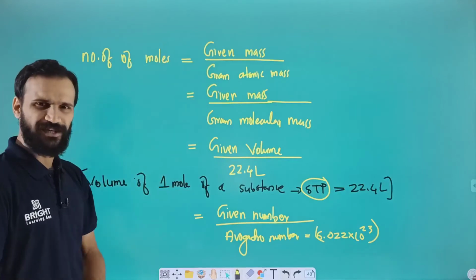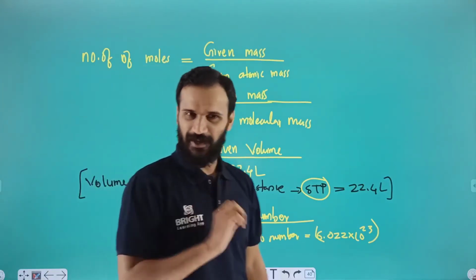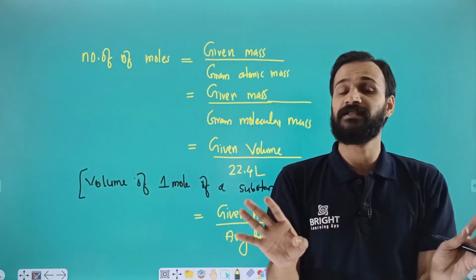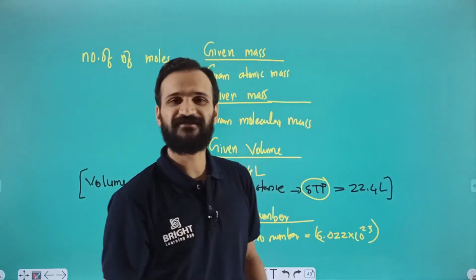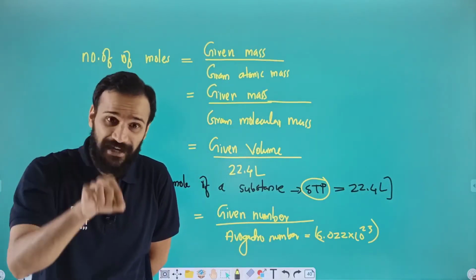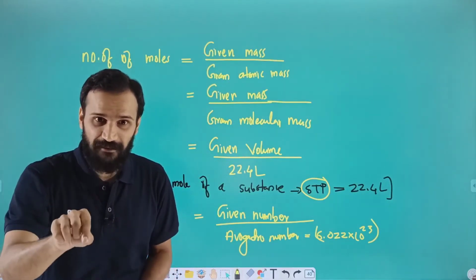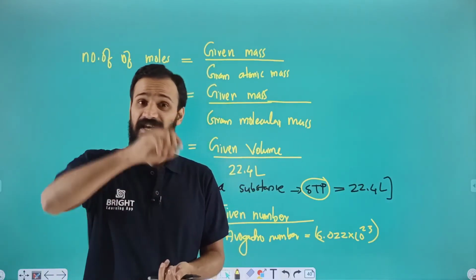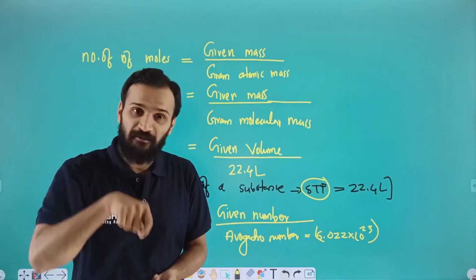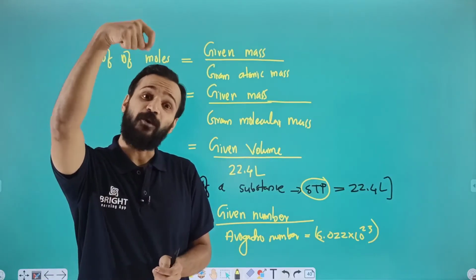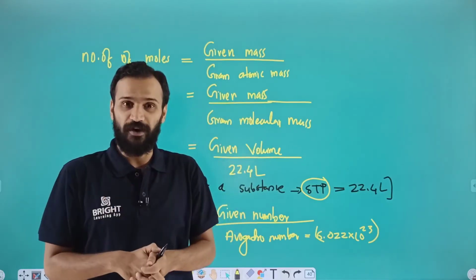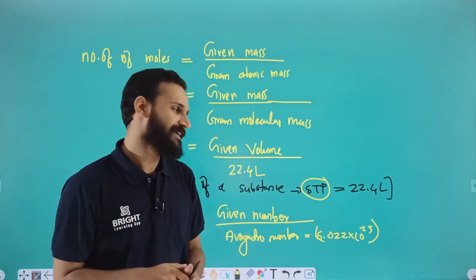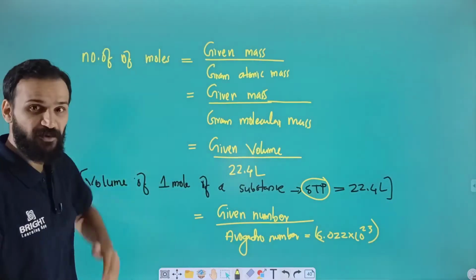So these are the most important and most usable equations. First, you just go through this equation. Number of moles is equal to, you should note this down and mark this. You should learn this by heart. Without learning this by heart, we cannot move forward. What is the first equation? Given mass divided by gram atomic mass. Isn't it a very simple idea? And the second one is given mass divided by gram molecular mass, then given volume divided by 22.4, then given number divided by Avogadro number. Is it clear? Yes. So this is the way of calculating number of moles.